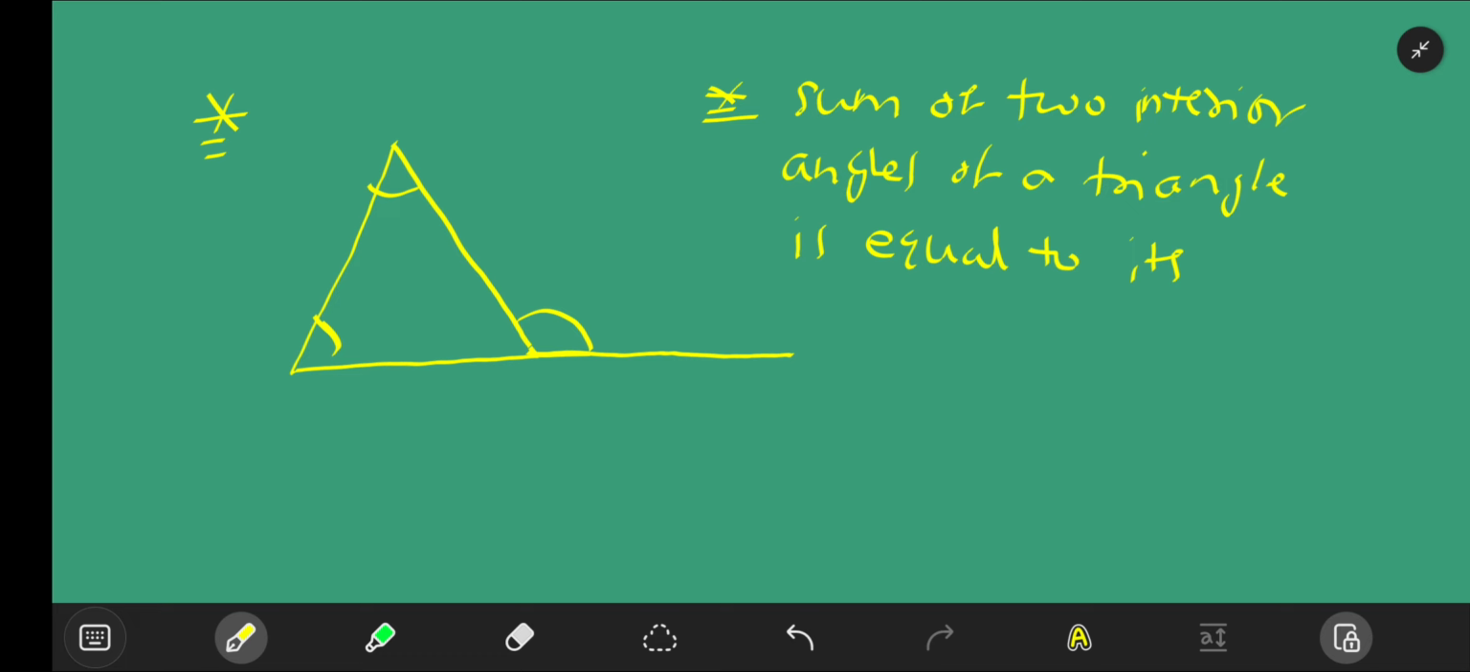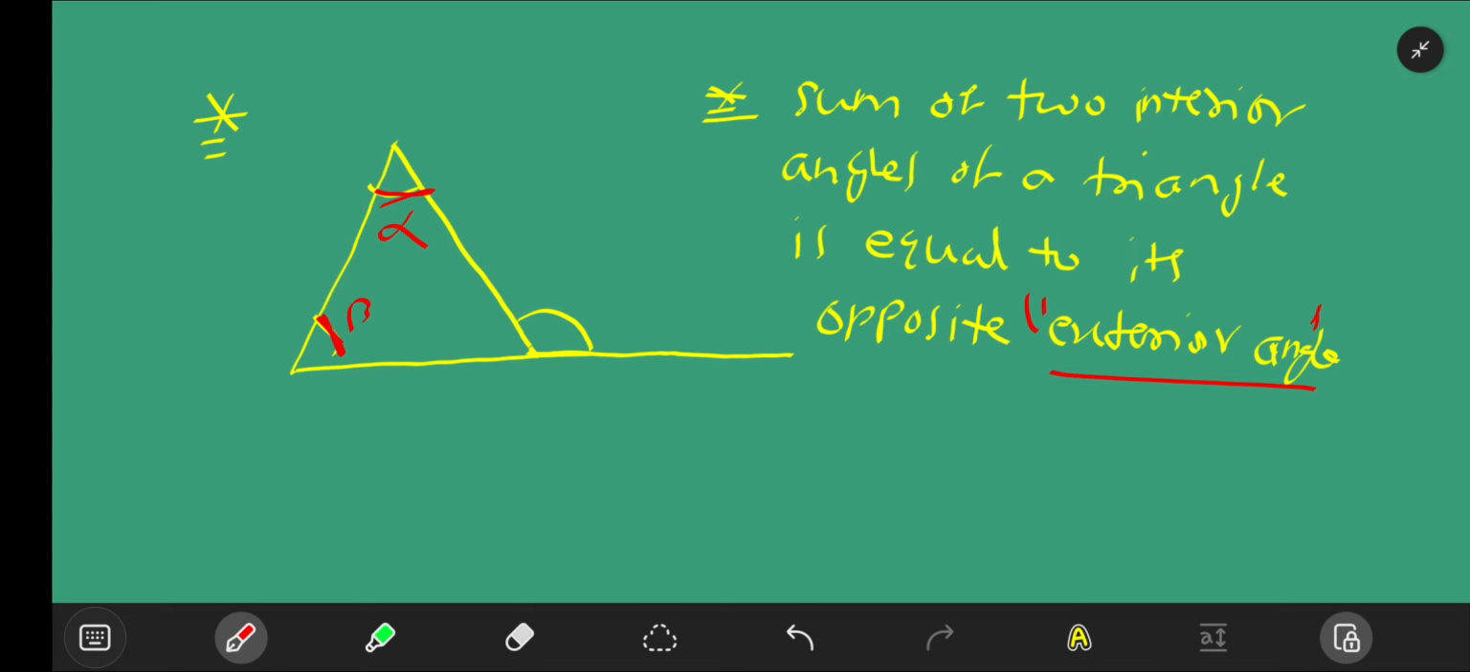its opposite exterior angle. This statement you have to write. That means the statement is saying that this is one interior angle, this is one interior angle. Suppose this is alpha, this is beta, and this exterior angle is gamma. So they are saying alpha plus beta is equal to gamma.